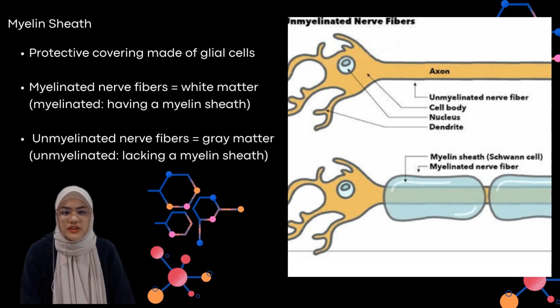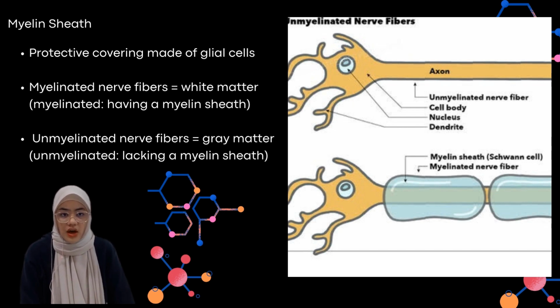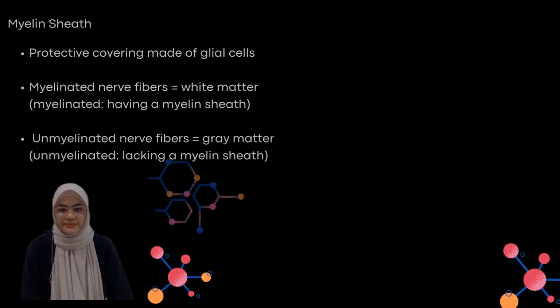The portions of the nerve fiber that are unmyelinated are known as gray matter. The term unmyelinated means lacking a myelin sheath. The lack of the myelin sheath reveals the brownish-gray color of the cortex of the cerebrum and cerebellum and the core of the spinal cord.